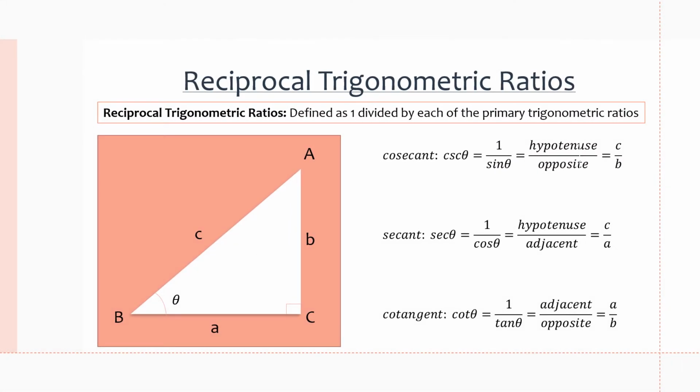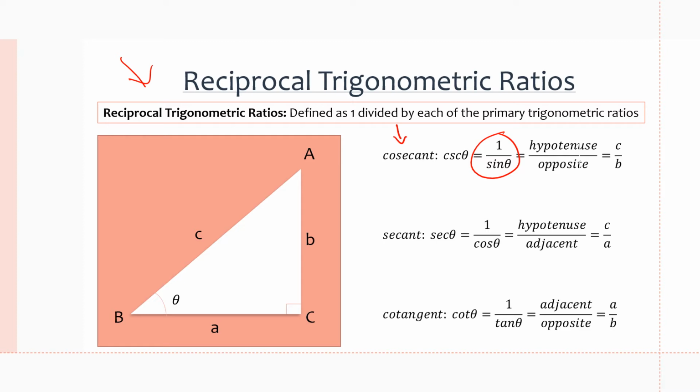Now let's look at the three reciprocal trigonometric ratios, which are defined as 1 divided by each primary trigonometric ratio, and we can see this below. Again, we have the same triangle, with A, B, C as the side lengths and A, B, C as the angles as well. Our first reciprocal ratio is cosecant, which is 1 over sine. So we take sine theta and do 1 over sine theta, and that gives us cosecant theta.